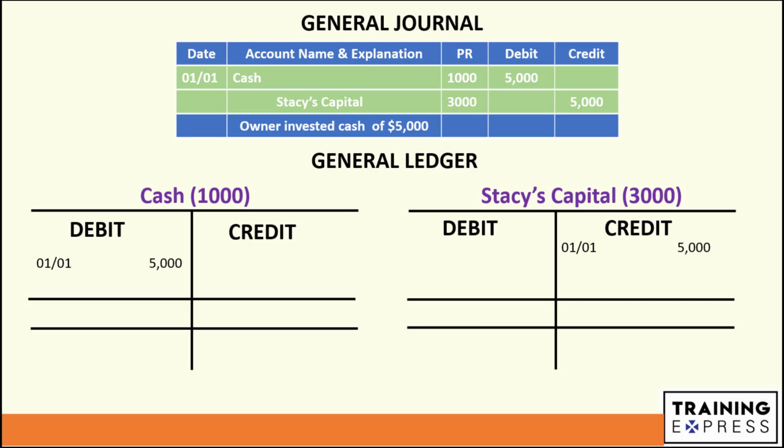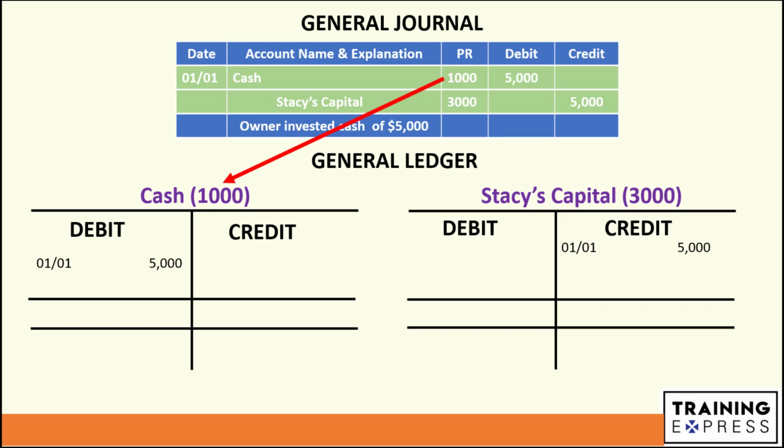Let's look at this posting process again. You can see that $5,000 was a debit in the journal entry with cash account, and here you can see we wrote $5,000 on the debit side of the cash account. Then Stacy's capital was credit by $5,000, and you can see we wrote $5,000 on the credit side of the Stacy's capital.